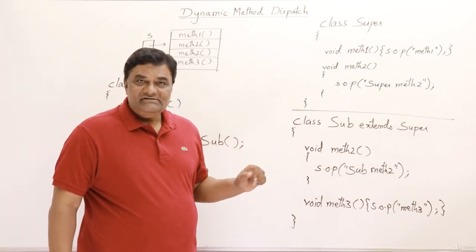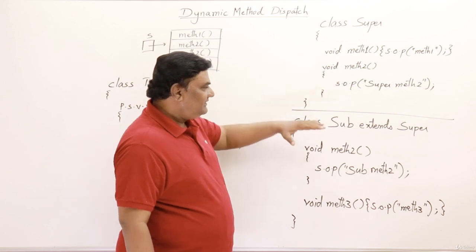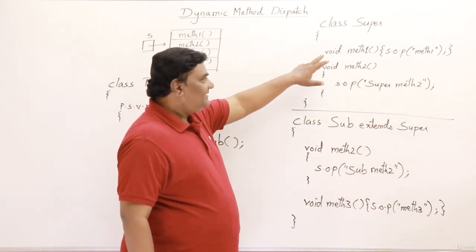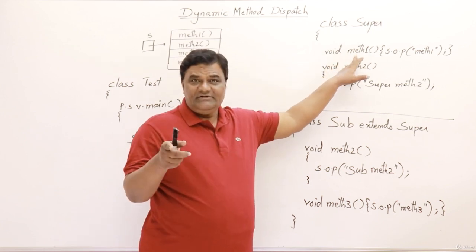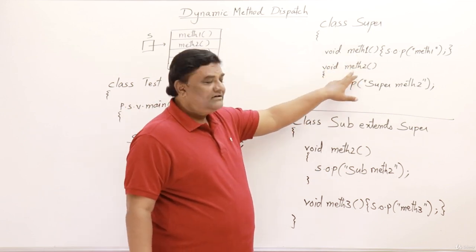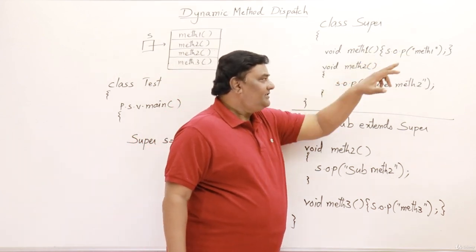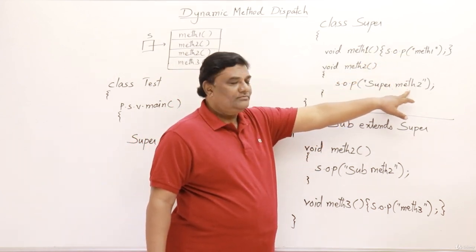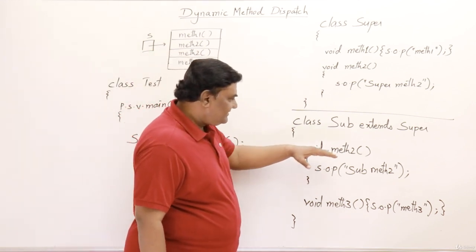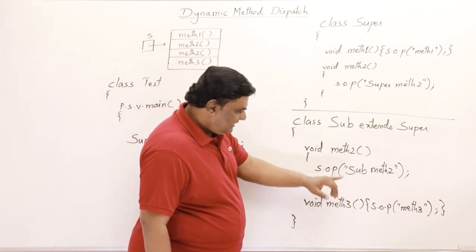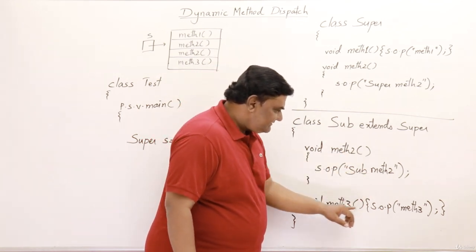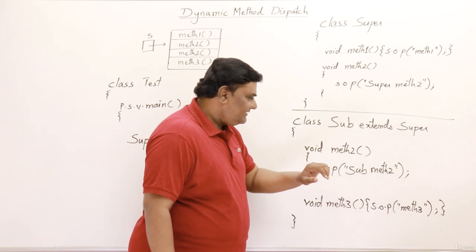I have two classes. One is a superclass and the other one is a subclass that is extending that superclass. The superclass has two methods, which I have named method 1 and method 2. One displays method 1 and the other displays super method 2. Now coming to the subclass. The subclass also has two methods, method 2 and method 3. One displays sub method 2 and the other displays method 3.